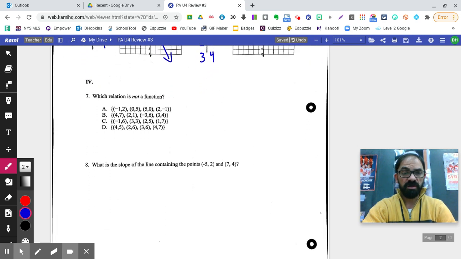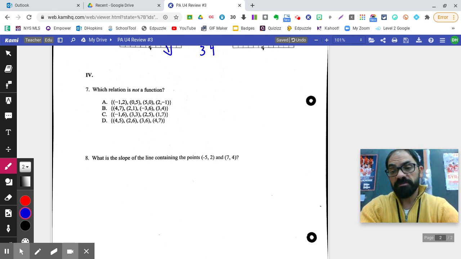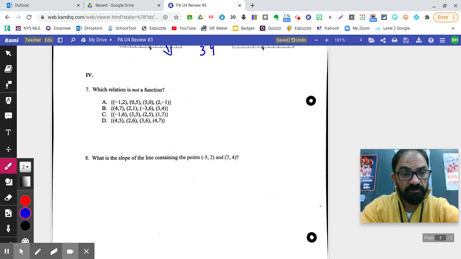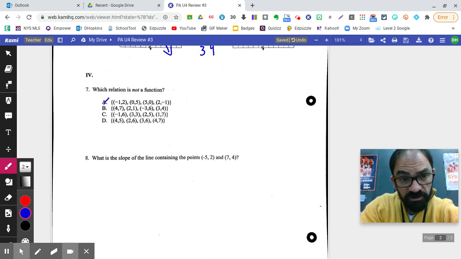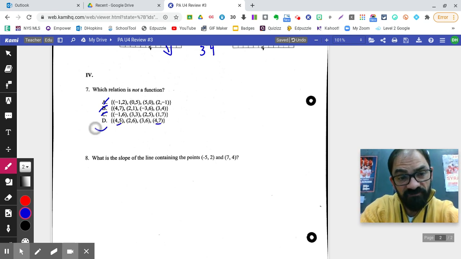Okay, a couple quick questions left. 2. Which relation is not a function? Remember, to be not a function, that means an x repeats itself. So negative 1, 0, 5, 2, all the x's are different, so that is a function. And B, 4, 2, negative 3, 3, all x's are different again, still a function. Negative 1, 3, 2, 1, they're all different. So 4, 2, 3, 4. Right here, this x value repeats itself, so it's not a function.